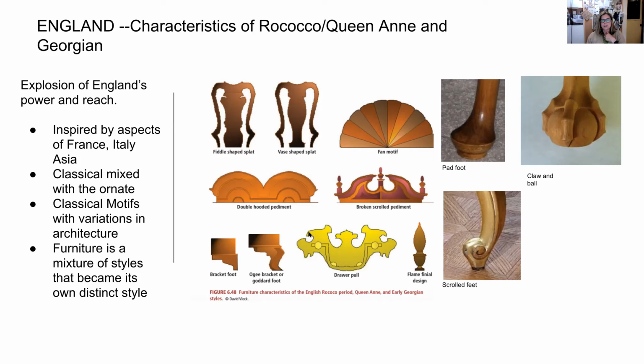Some examples of very intricate drawer pulls, an OG bracket foot, which we've seen bracket legs before in other pieces of furniture. This is more of an OG. When you use the word OG, it's more of a curve. And then this is just a straight up kind of a bracket foot.